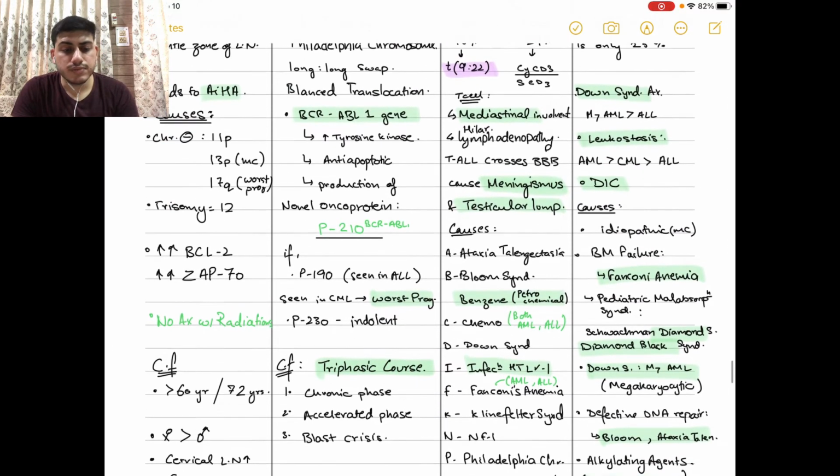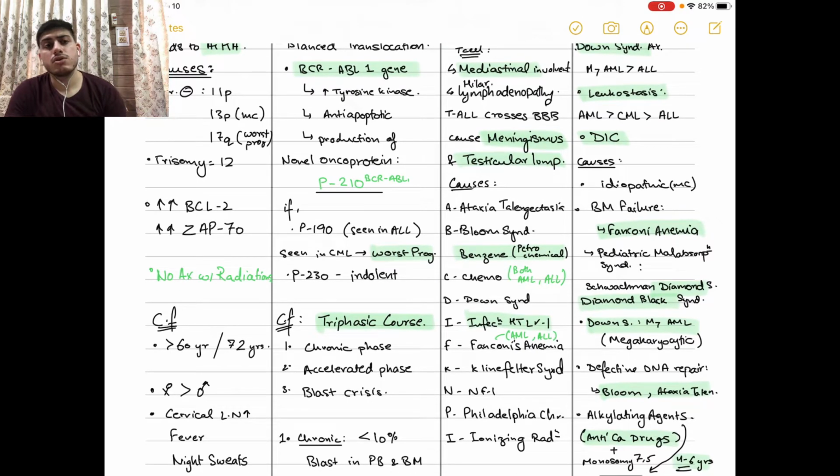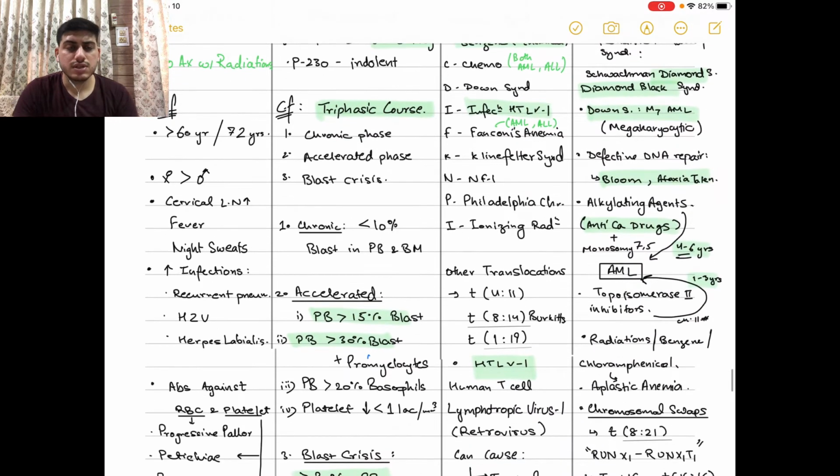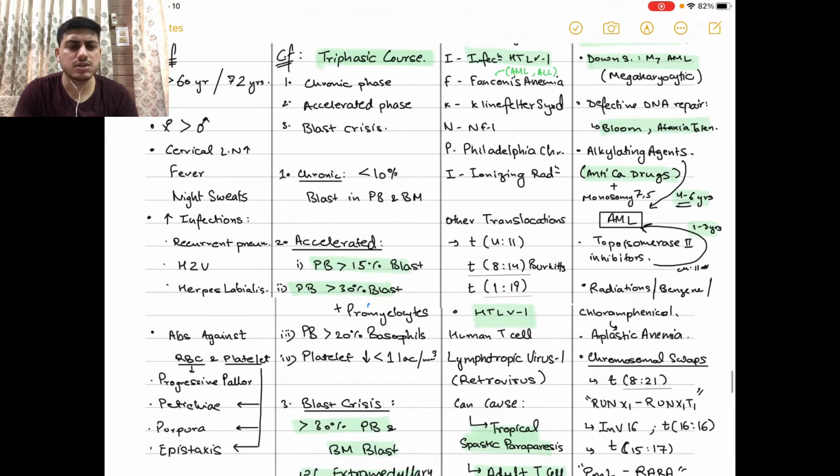And there is an exception among these cancers. All are associated with radiation, but CLL is not associated with radiation. Since it's an exception, it's important to remember. And the clinical features are, as I told you, it's the most common cancer in adults. The patient will be presenting at the age of more than 60 years, with a mean age of 72 years, and it's more associated with females.